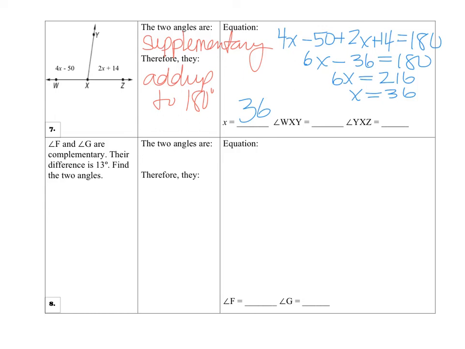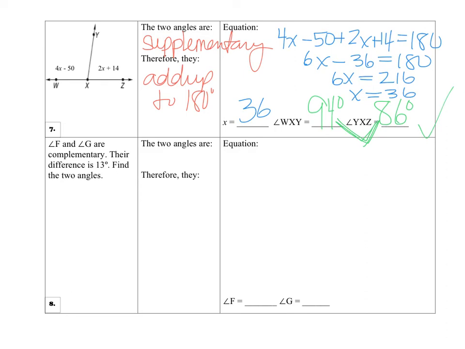Let's take that x value and plug it in to our expressions here in our diagram to find out what the two angle measures are. So 4 times 36, that's 144, and 144 minus 50, that's 94. And let's plug in our second one. So 2 times 36, that's 72, and 72 plus 14, that's 86 degrees. Let's take a moment to make sure that when we add these up, do we get 180? And we do. 94 plus 86 is 180 degrees, so we did a good job.